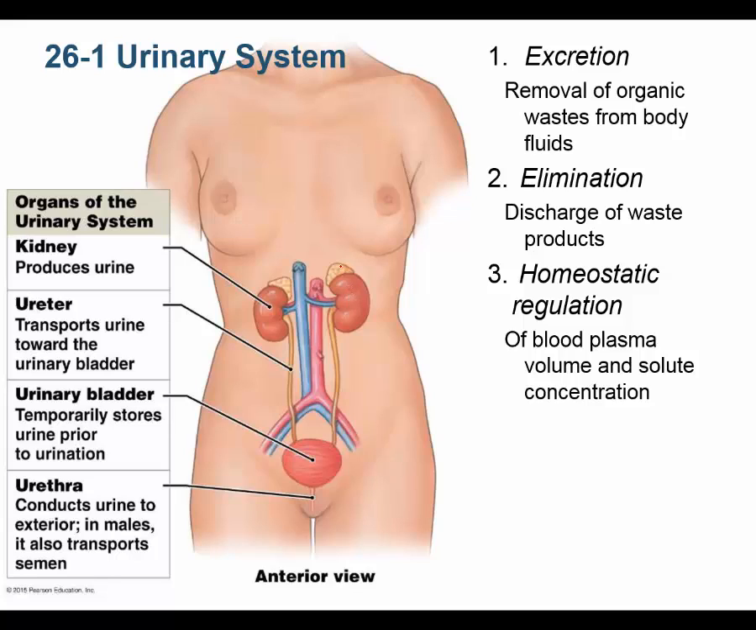So you can see the kidneys with the adrenal glands on top. You can see the ureters, and you can see the bladder and the urethra. And you can see the 3 functions of the urinary system right here: excretion, elimination, and... So, what's the difference between excretion and elimination?